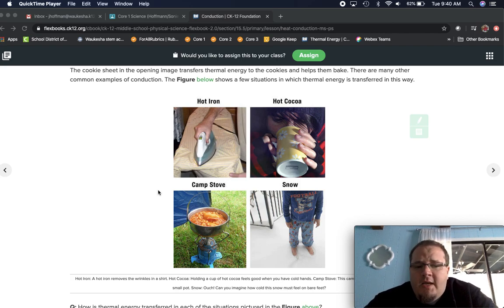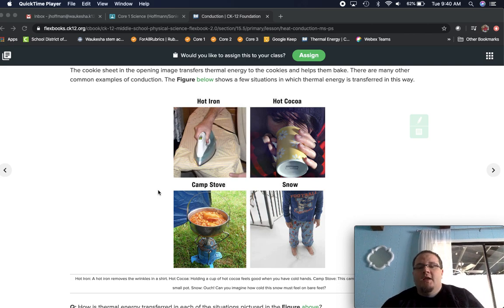If you think about Monday's activity, we asked you to think about how the energy was transferred. Is it through the air? Is it through touch? There are a couple of misconceptions, so this would be a good opportunity to recap in your mind how conduction works.